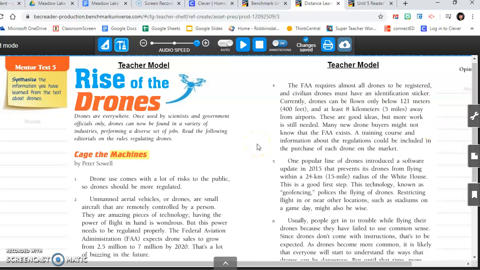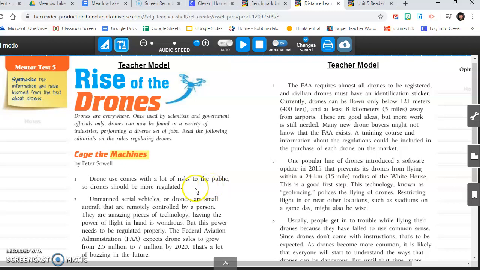All right. So the first thing I'm going to ask myself when I'm looking at this article, Cage the Machines, since we're thinking of text structure, I want to ask myself a few things. Number one, what problem or problems does the author present in this article? Number two, what solutions or solution to those problems does the author present as well? And number three, why did the author use a problem and solution text structure to support their claim, to support what they believe? I'll start by reading aloud these first 2 pages of the text.